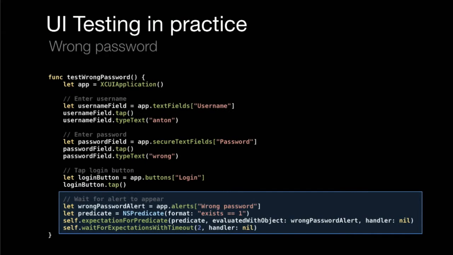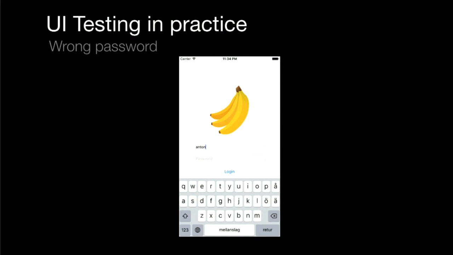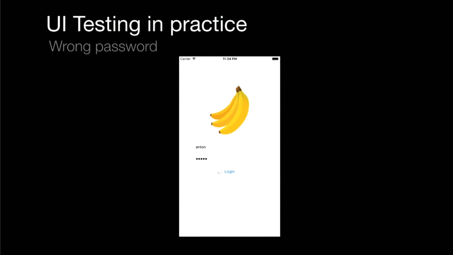So we're going to check that it exists. Then we're going to create an expectation for that predicate and wait for the expectation to happen. So let's run the test and see what happens. Now, it's going to select the username field. It's going to type very quickly my password, press the login button, and nothing happens.